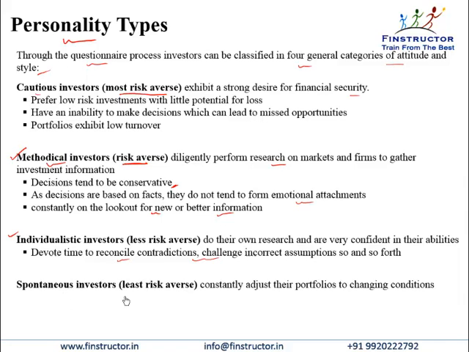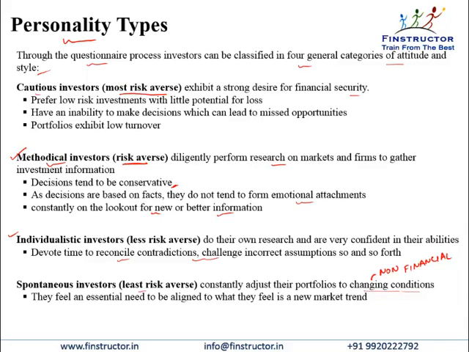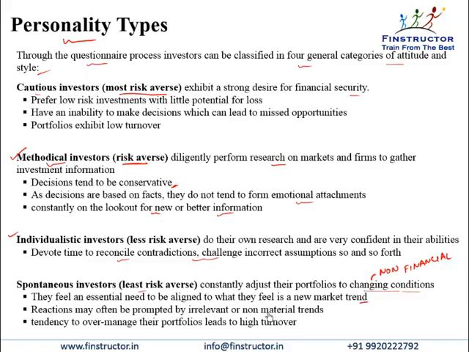Spontaneous investors will again be easy to identify. They are the least risk averse and they constantly want to adjust their portfolios to changing conditions. And these changing conditions may often be non-financial or non-economic in nature. So they feel an essential need to be aligned to the new market trend. Reactions are often prompted by irrelevant and non-material trends such that they tend to over-manage the portfolios, leading to high turnover. So these are the 4 personality types: cautious, methodical, individualistic and spontaneous. We'll understand better when we do examples.